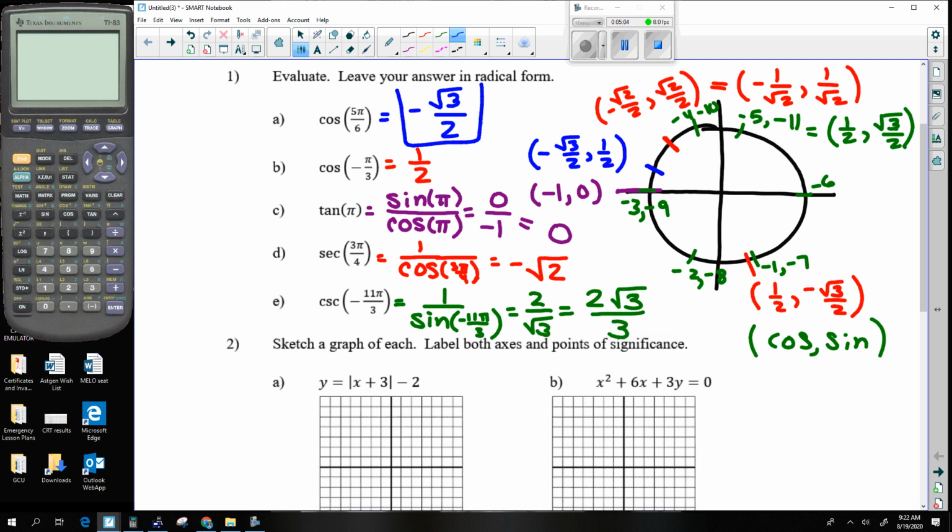Let me highlight the answers of what we did thus far. It's always a good thing to highlight your answers, because it allows the reader to know what to look at.